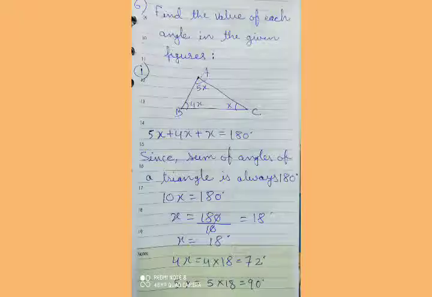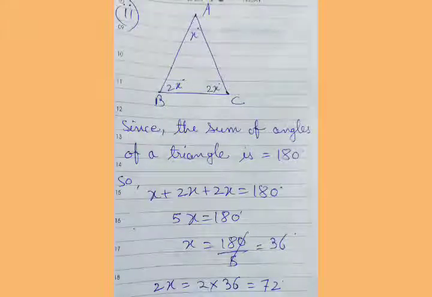Value of 4x is what? 4 into 18, that is 72 degree. And value of 5x is equal to 5 into 18, that is 90 degree. Now next, sub part 2, again we will write, since the sum of angles of a triangle is 180 degree, and what are the 3 angles given here? X plus 2x is equal to 180 degree. So 5x equal to 180 degree and x is equal to 180 by 5, equal to 36 degree.